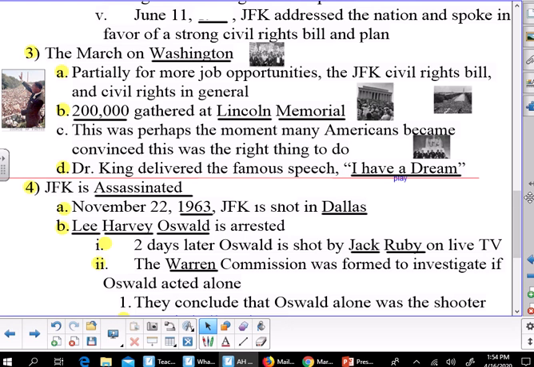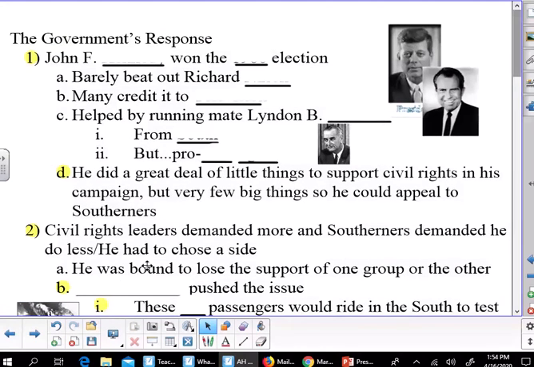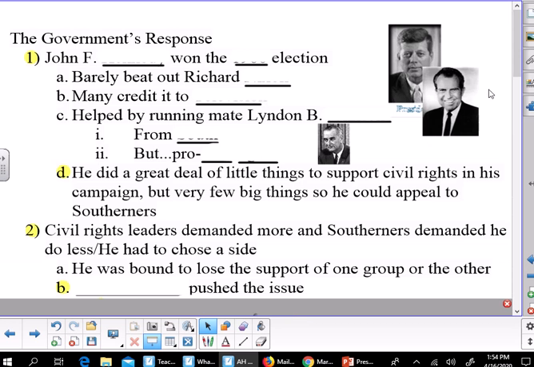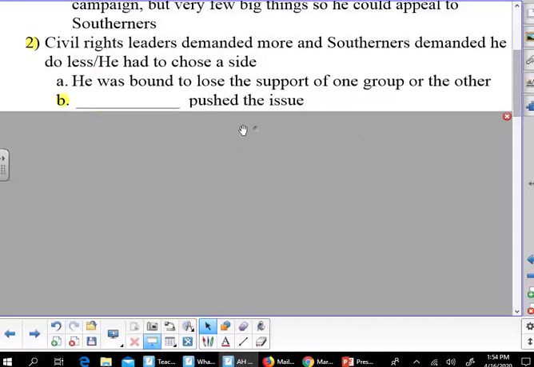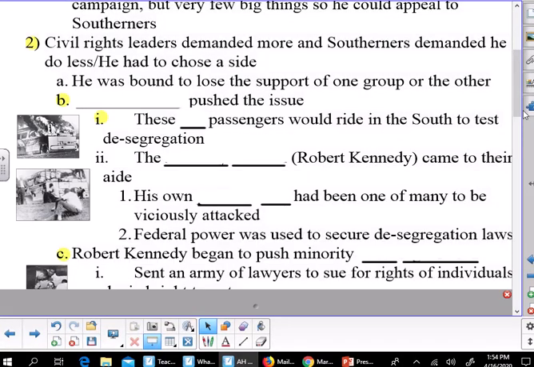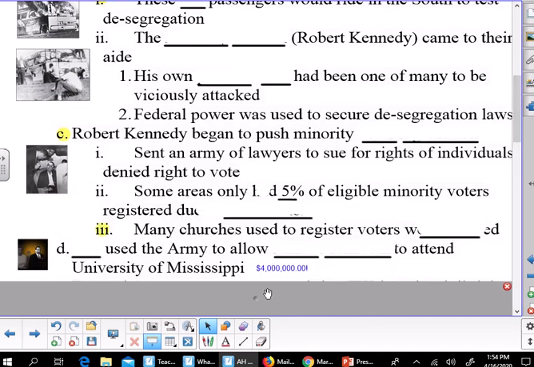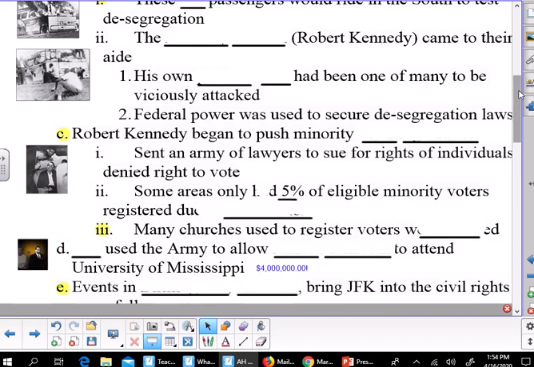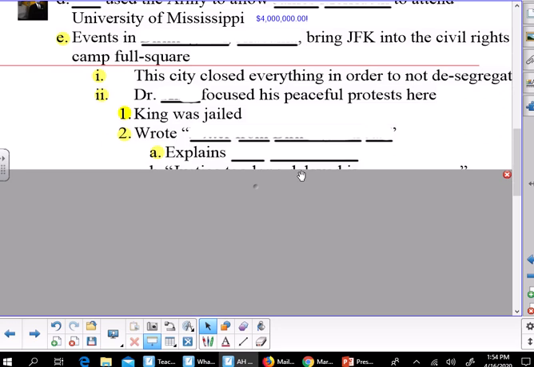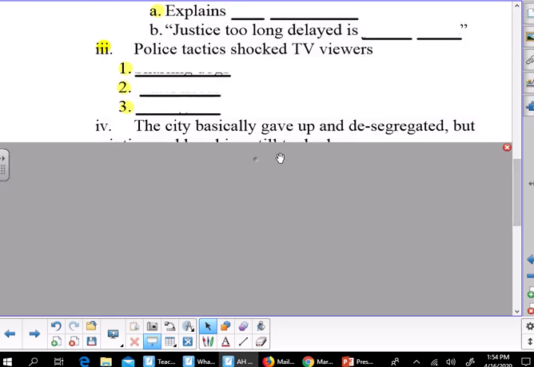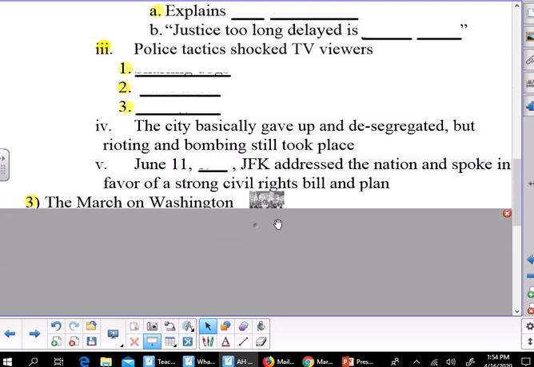So let's pick up. Remember this section we did yesterday. You've done all about the 1960 presidential election. You've done about the Freedom Riders and how they were pushing the issue and essentially conducting mobile sit-ins throughout the South. And so you should have all of these notes. And of course, there's Letter from a Birmingham Jail where Dr. King describes civil disobedience.